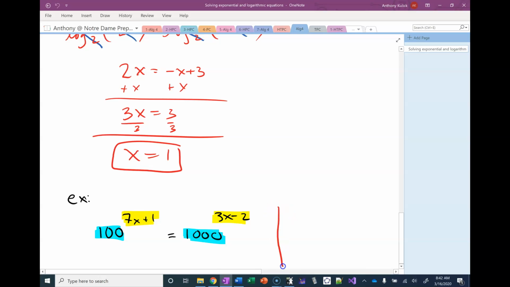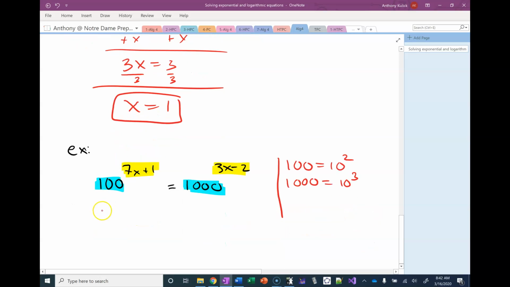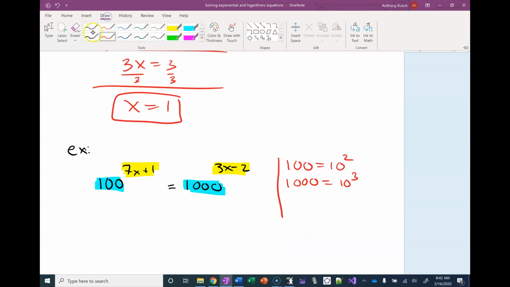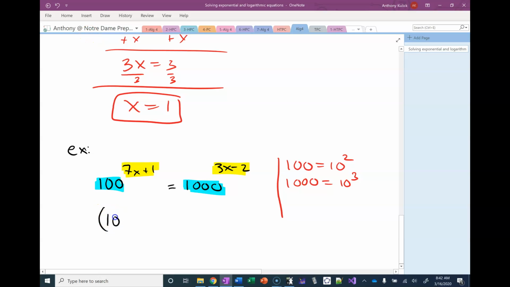So I notice that 100 is 10 squared, and 1,000 is 10 to the third. So there's an easy way for me to rewrite these so that they have the same exponent base. So I have 10 squared to the 7x plus 1 equals 10 to the third to the 3x minus 2.